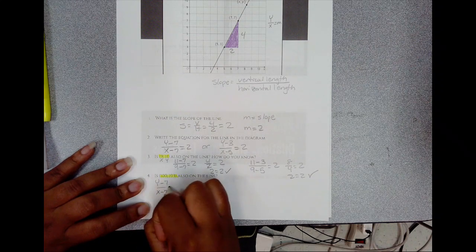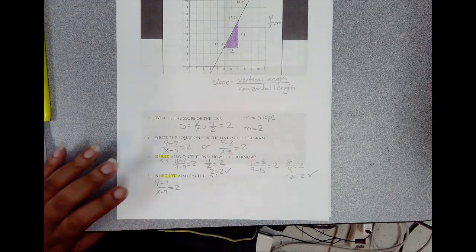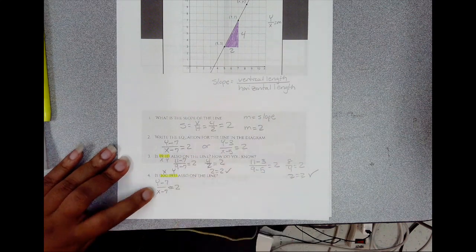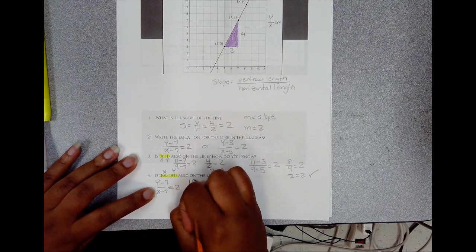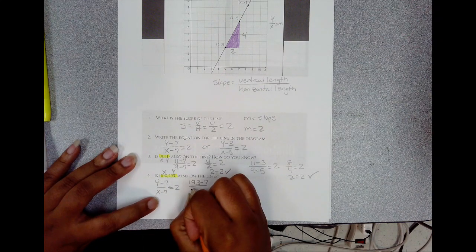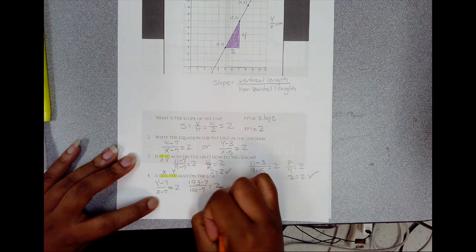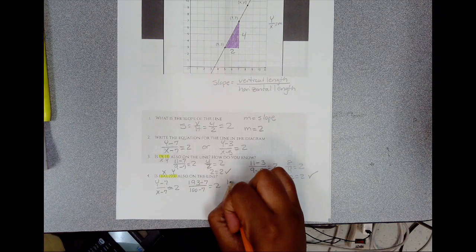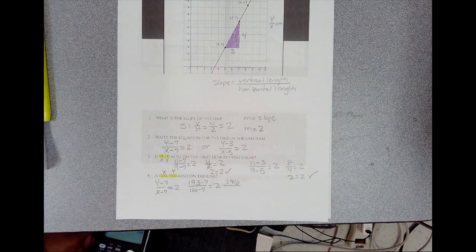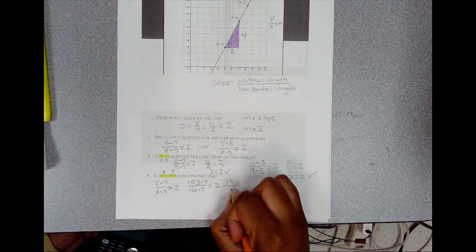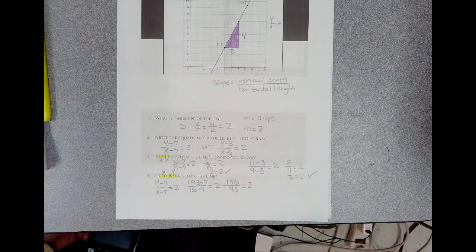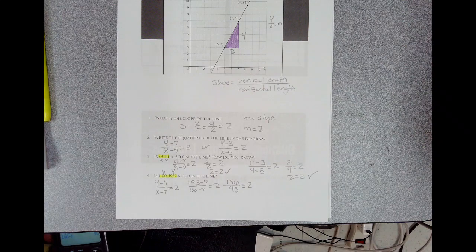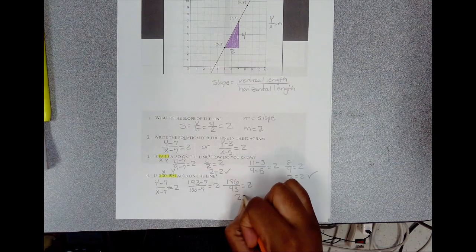So I'm going to write down which equation we're going to use. Okay, so 100 is x, 193 is y. So (193 minus 7) over (100 minus 7). And that's supposed to reduce down to 2. So 193 minus 7 is 186 over 100 minus 7 is 93. And when I simplify that, that's supposed to give me 2. If I do 186 divided by 93, I actually do get 2 as my answer.